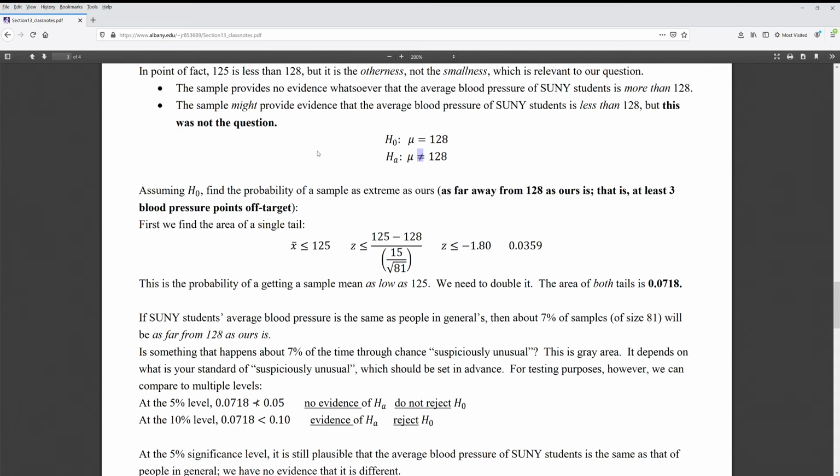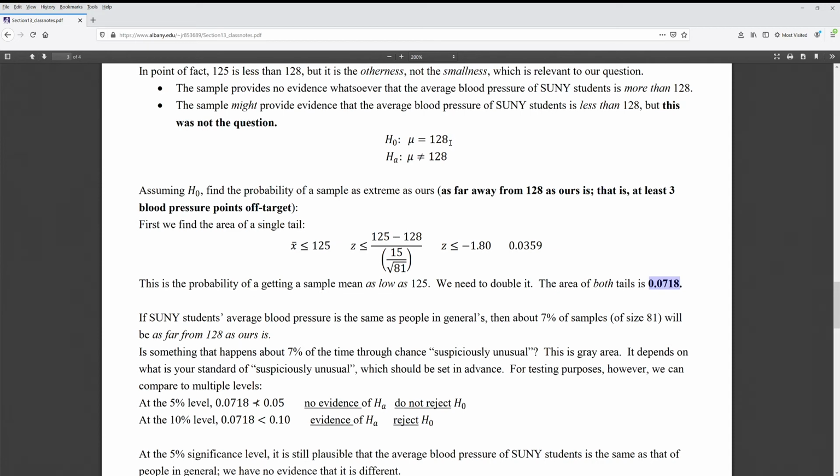Notice how this plays out. The grammar gives you whether this is less than, greater than, or not equal to. Once you've decided it's not equal to, you have to double the tail. 0.718. That is the probability of getting a sample as far away from 128 as ours is, on the assumption that the average blood pressure of all SUNY students is 128.